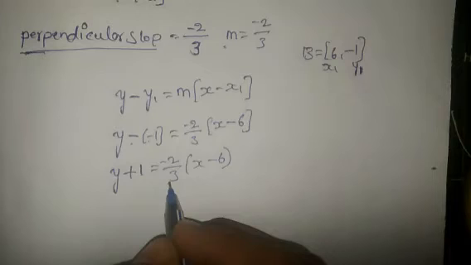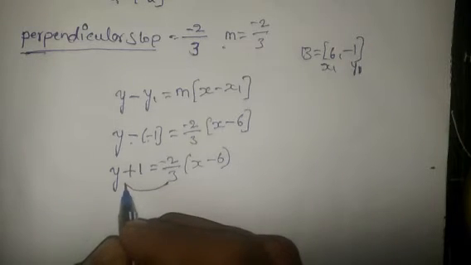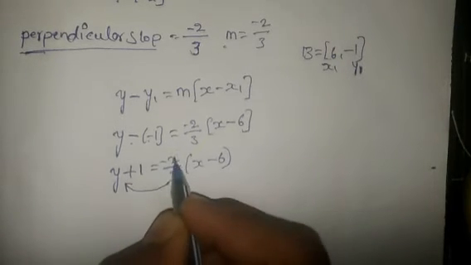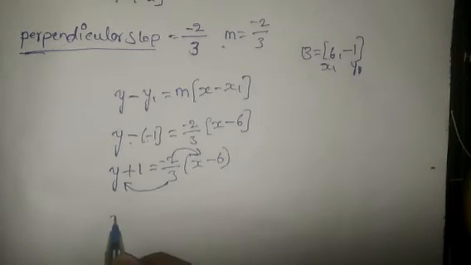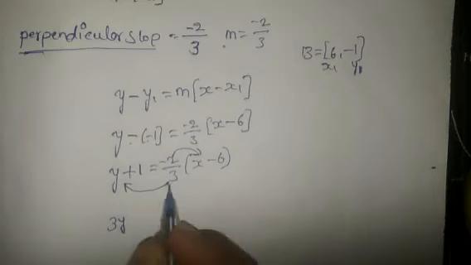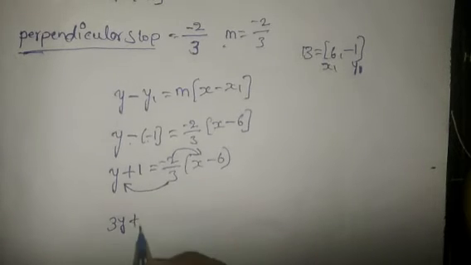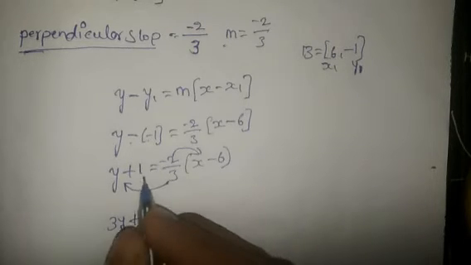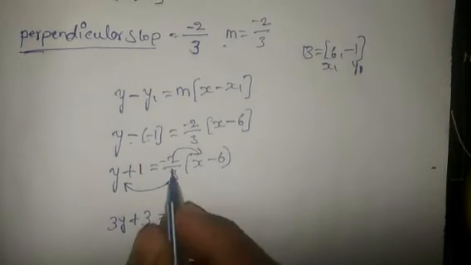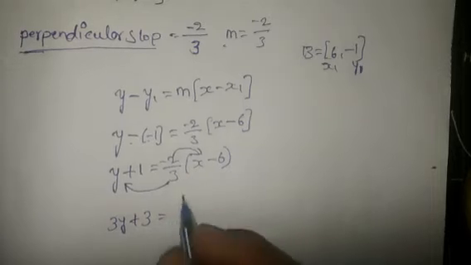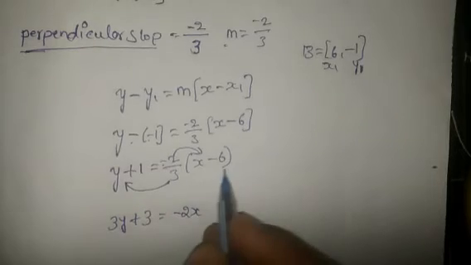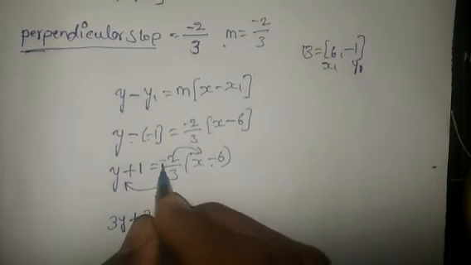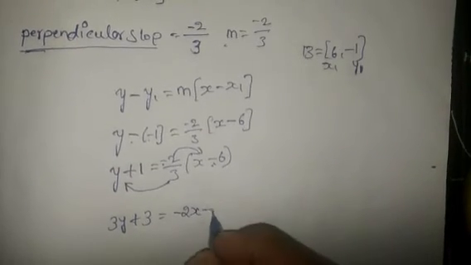So now we have to multiply 3 to this equation and minus 2 into this equation. So 3 into y, that is 3y, and plus 3 into 1, so it is 3, not 3 plus 1, it is 3 into 1. It is equal to minus 2 into x, that is minus 2x, minus 2 into minus 6, it is plus 12.